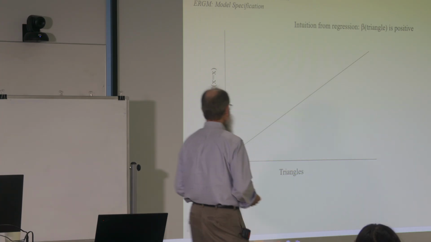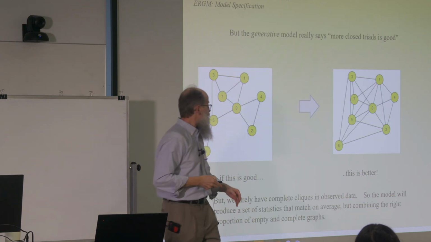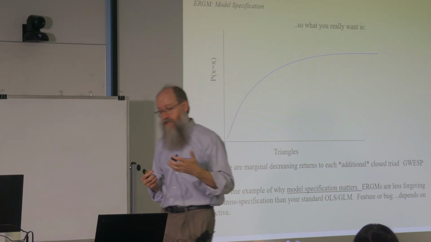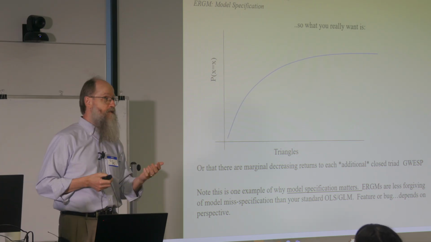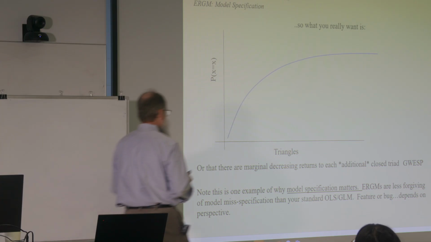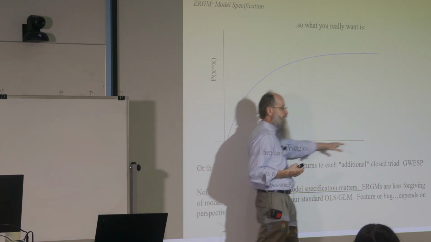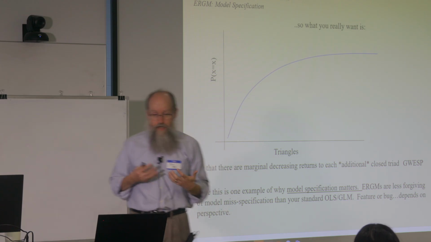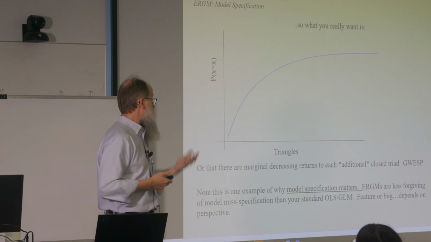And so what the model says is, if the world looks like this, but in fact it's never the case that that's true, because the world doesn't look like a linear line. It looks like a diminishing marginal return line. A friend of a friend should be a friend, but I can only have so many friends, right? Some friends of friends are just acquaintances, and some friends of acquaintances are strangers. This is how our world works. So we need some way to say that there's not an infinite positive return to triangles, there's a diminishing marginal return to triangles. And this is what we call the geometrically weighted edgewise shared partners parameter.